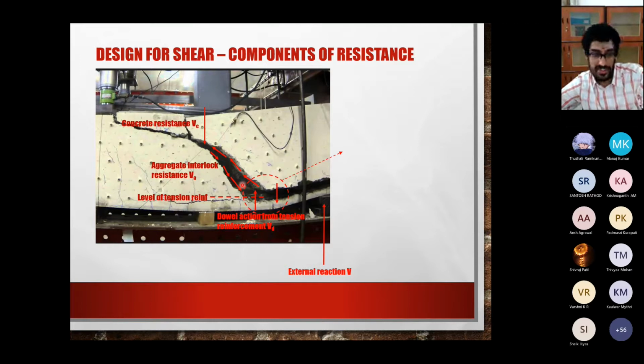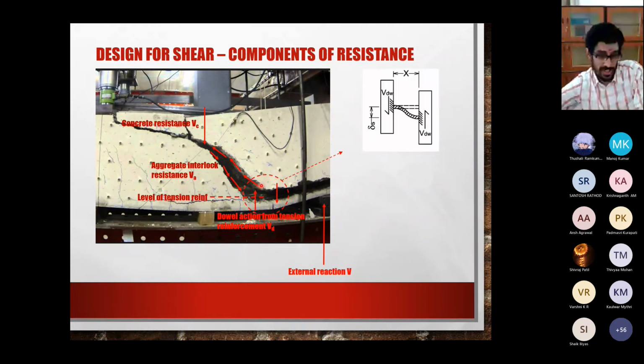there's steel, which, like your aggregate, is much tougher, and therefore making a crack through steel is not that easy. And in addition to that, there's an action called dowel action, which is also caused by the reinforcement. What is this dowel action?